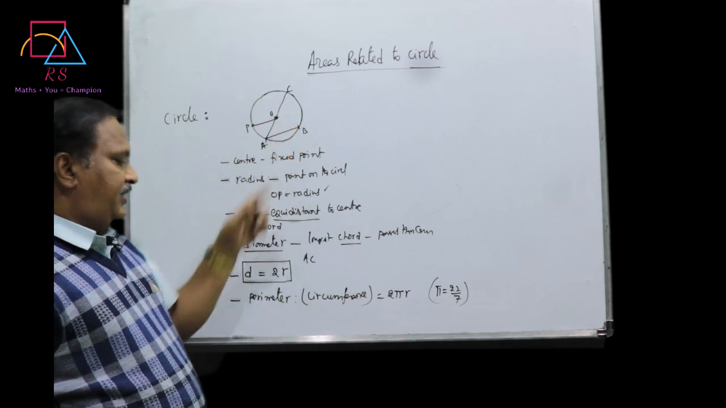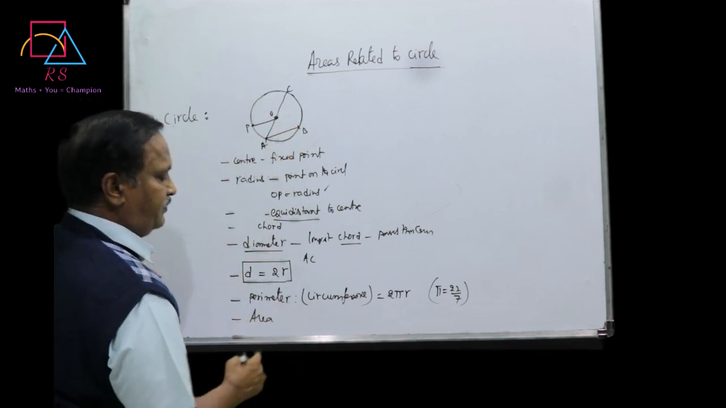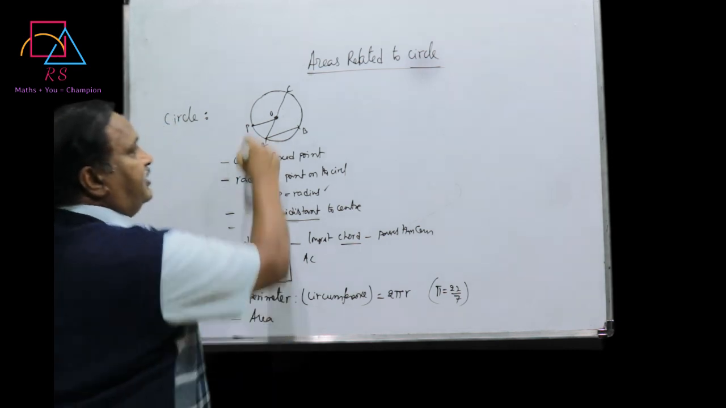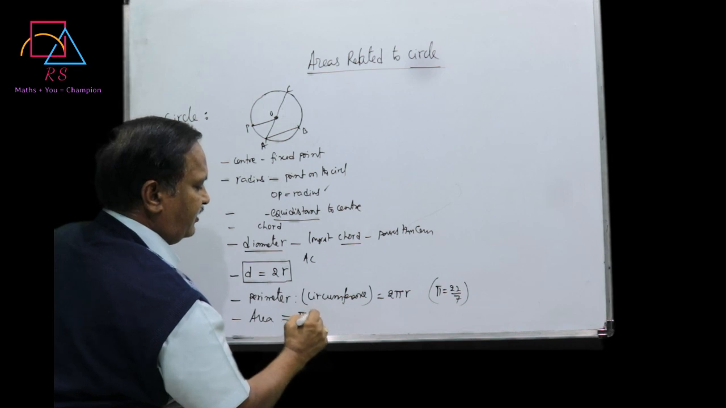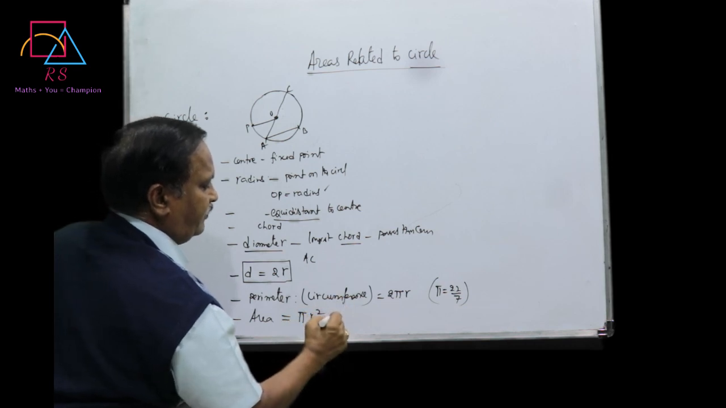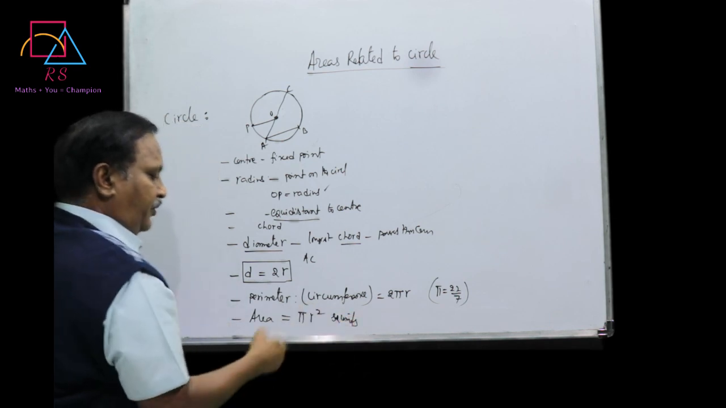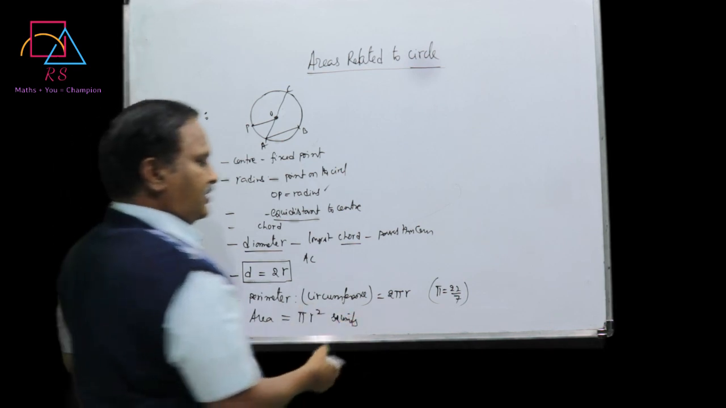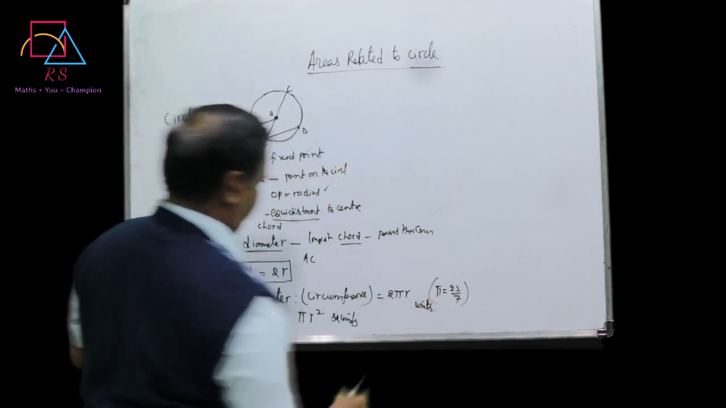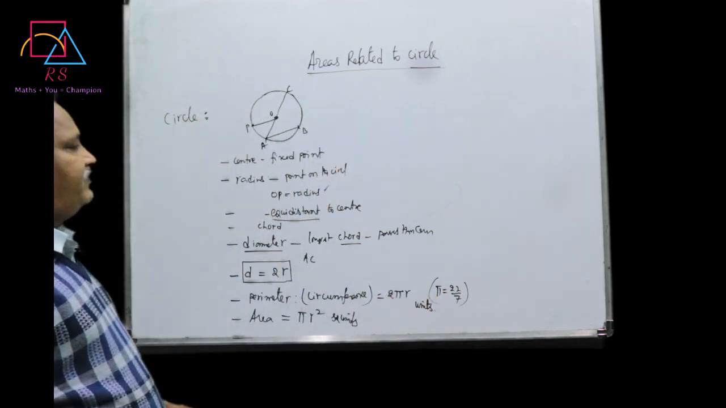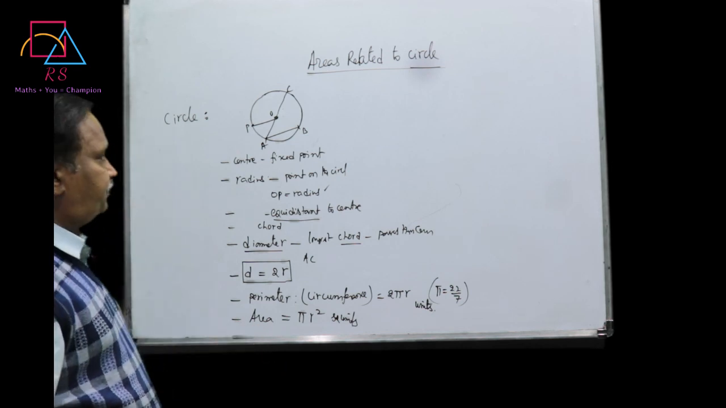Of course, you have to find out area also. Area is the space enclosed in the circle. We will get it using the formula pi r square, in square units. The unit of area is always square units, while this one is just simply units. So this is all you have learned in the lower classes, maybe 7th, 8th class.